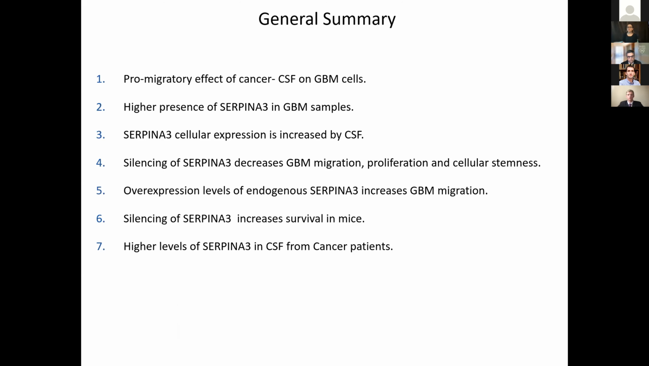We detected higher presence of SERPINA3 in GBM samples at the mRNA and at the protein level. We saw that SERPINA3 cellular expression is actually upregulated upon conditioning with cerebrospinal fluid. We saw that by silencing SERPINA3, we can decrease GBM migration, proliferation, and also we can affect stem cell characteristics on GBM.